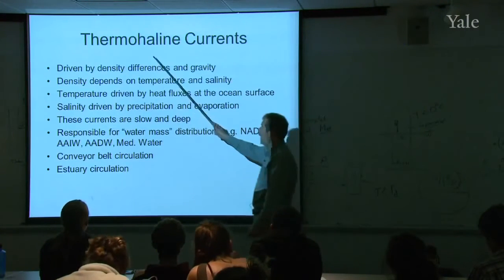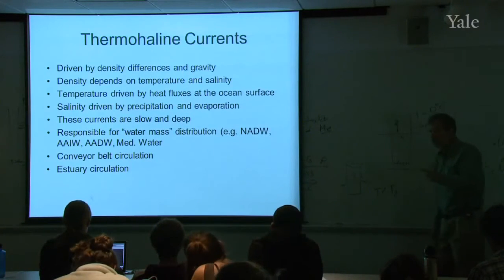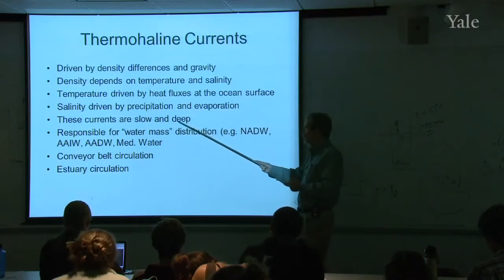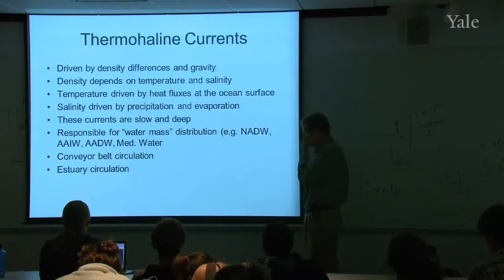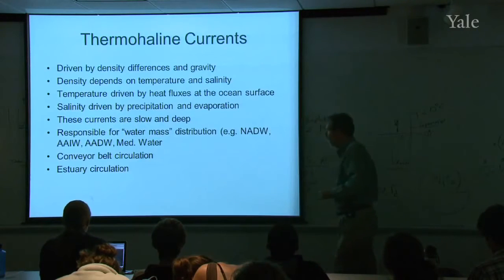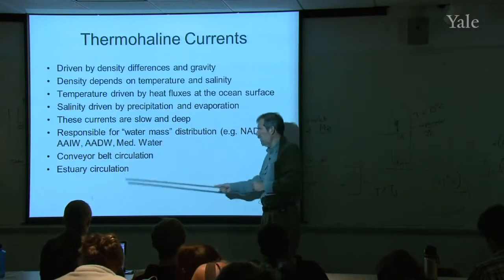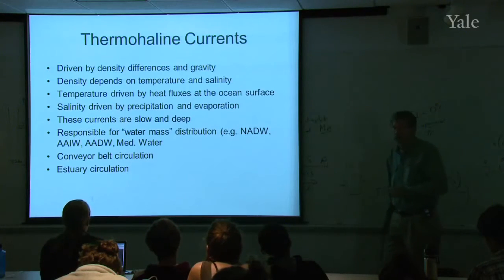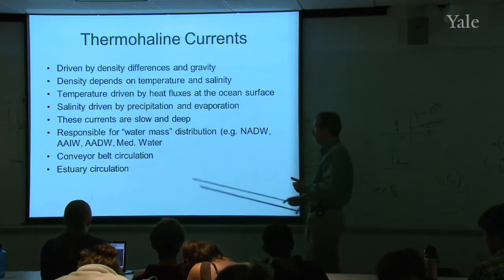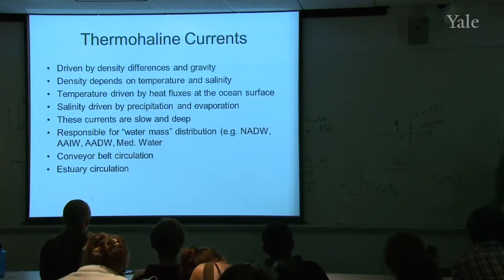And those currents are called thermohaline currents. The name reminds you that they have to do with heat and salt, but they're acting through the role of heat and salt in controlling seawater density. Typically, these currents are slow and deep. As I will show you in the next few minutes, they are responsible for the water mass distributions in the ocean, for the conveyor belt circulation, and, for example, also for estuary circulation. So these are very important circulations in the ocean, even though they tend to be rather slow in the speed of their motions. These are the thermohaline currents.